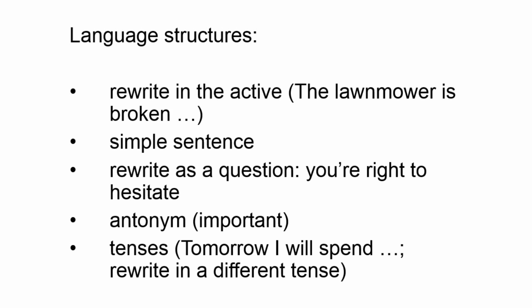You had to rewrite in the active voice, for example, the lawnmower is broken. You needed to understand the simple tense, or rather simple sentence, and rewrite as a question. So you'd have to rewrite a statement and make it a question. We had antonyms. What was the antonym for important? Tenses were also tested there. So these are basically the language structures that came up in the past paper, but if you practice, then you're able to familiarize yourself with the kinds of questions that come up.